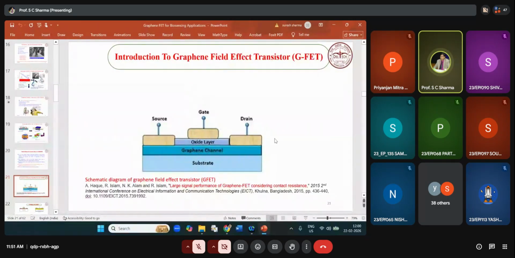Now, introduction to graphene field effect transistor. Here, graphene is the channel. Substrate, then graphene as a channel, then oxide layer, source, drain, and this is the gate. This is in fact a reference. I have taken this structure from this paper, "Large signal performance of graphene FET considering contact resistance." Okay.